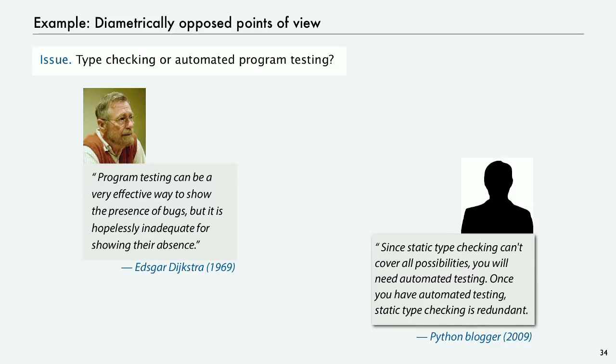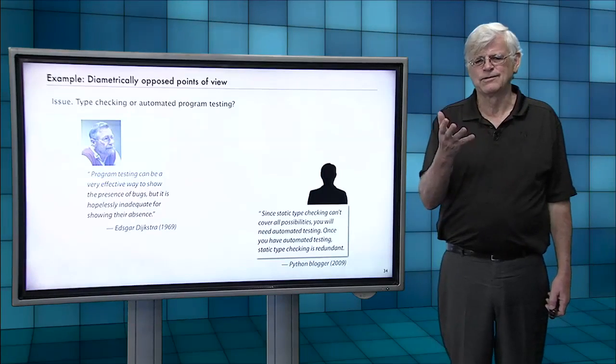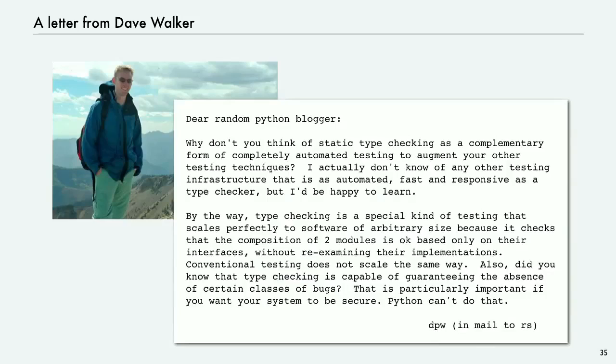By contrast, there's plenty of people out there nowadays, and you can find them all over the web. Here's a typical example. Since static type checking can't cover all possibilities, you will need automated testing. Once you have automated testing, static type checking is redundant. When I saw that quote, I showed it to my colleague, Dave Walker, who's a world expert in this field. And here's the response that he wrote.